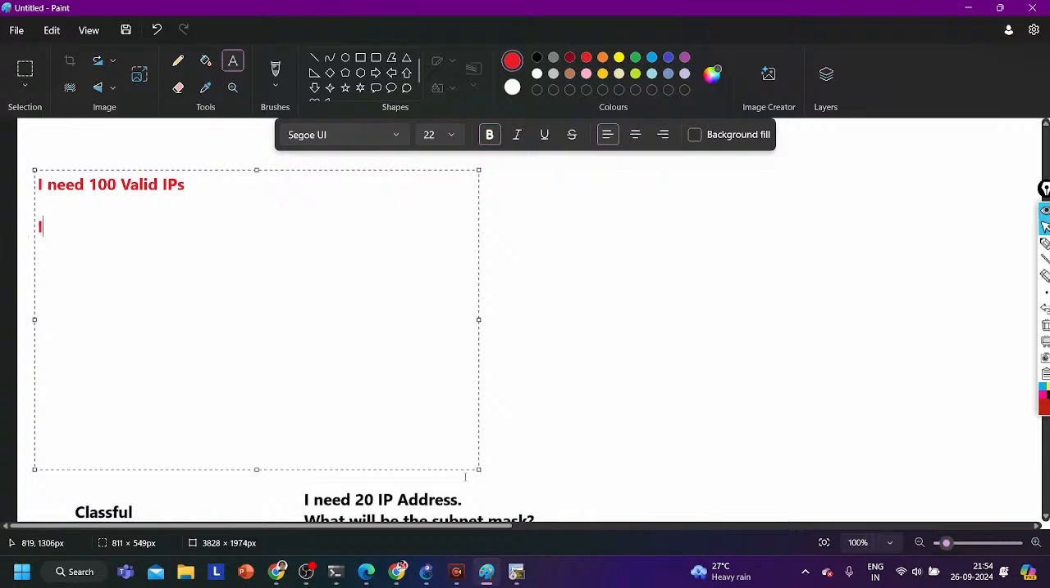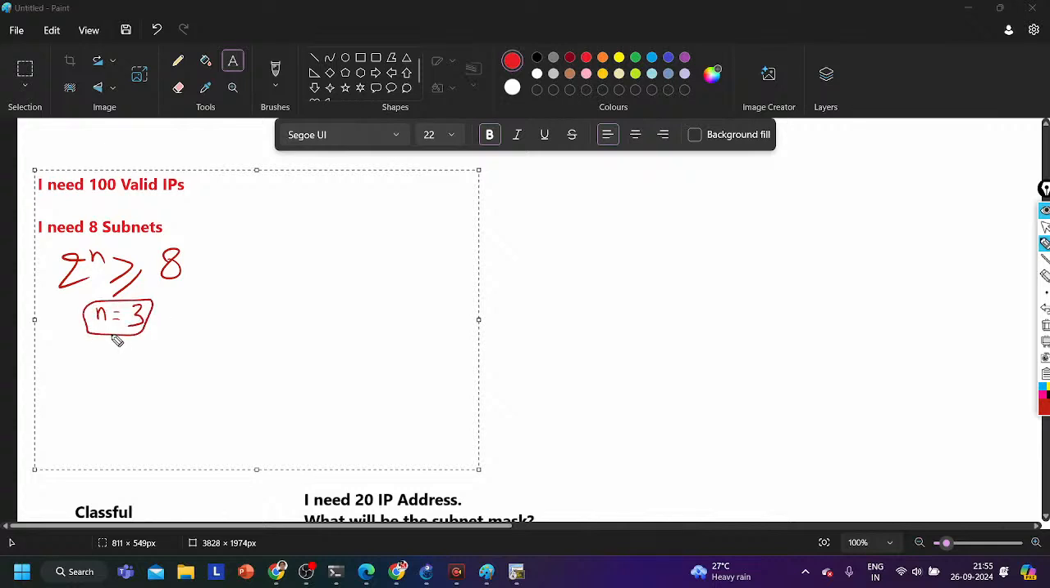Or they can tell you I need 8 subnets. Then also you can find the subnet mask, because you know the formula to calculate subnets is 2^n. So 2^n should be greater than or equal to 8. What will be the value of n? n should be 3. n is the borrow bits. So we need to borrow 3 bits.